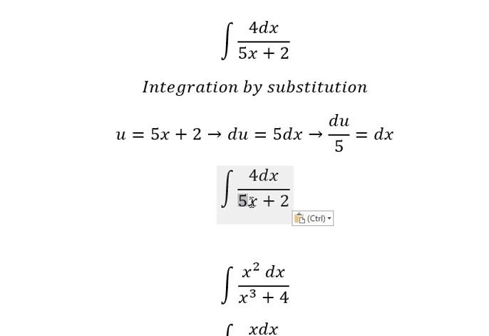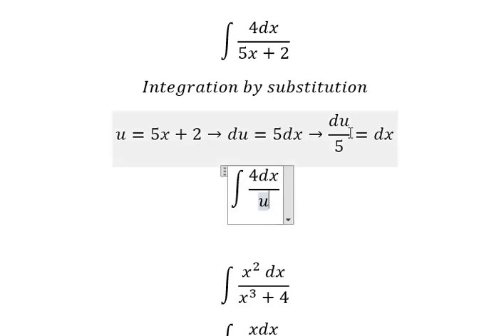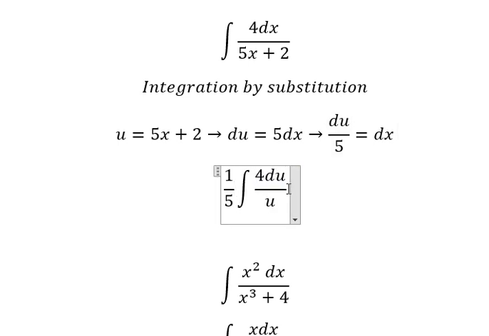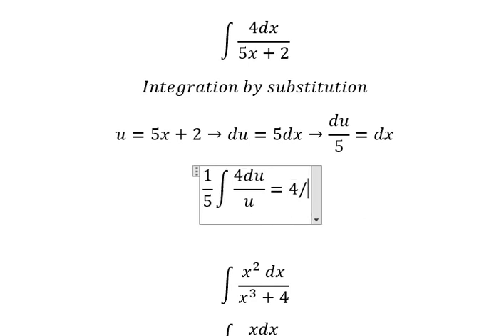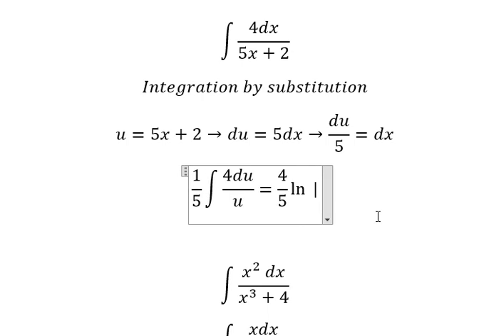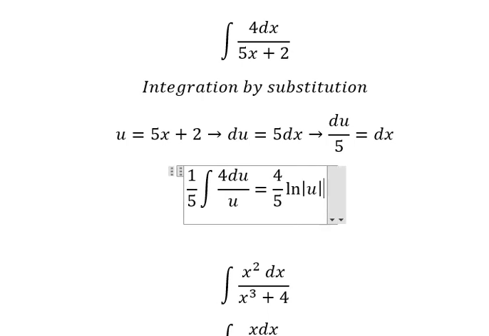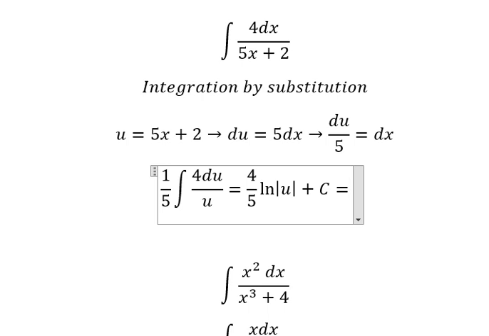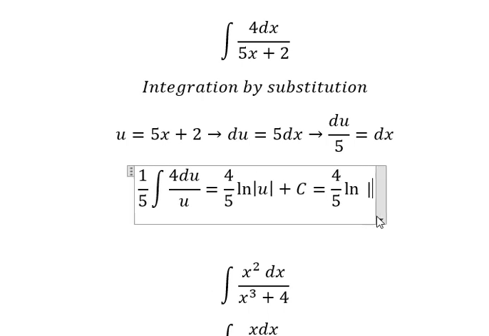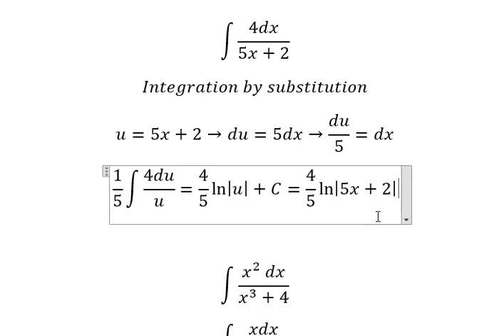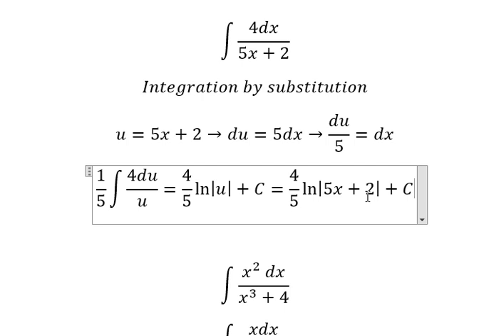This one we change for u. dx we change for this one. So the integration of 1 over u is the natural log of the absolute value of u, and I will put plus C. For u, that is 5x plus 2. And this is the final answer.